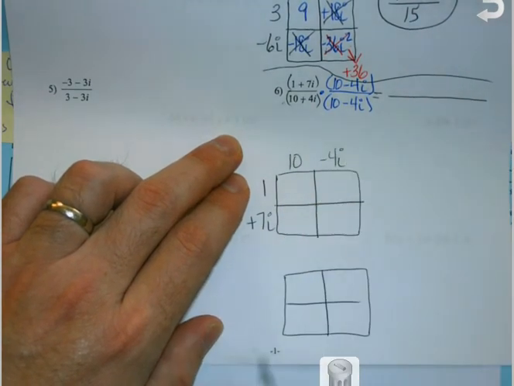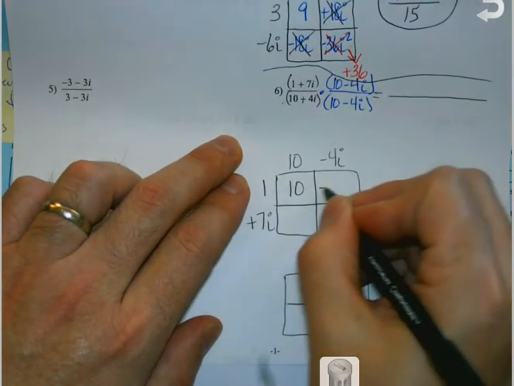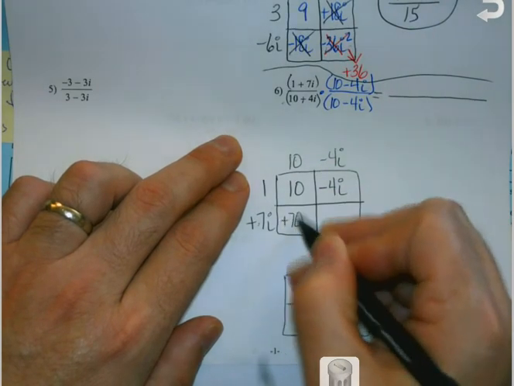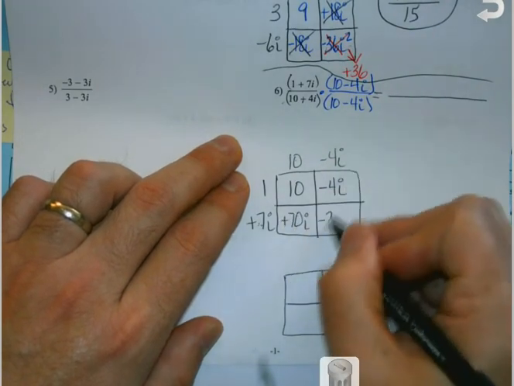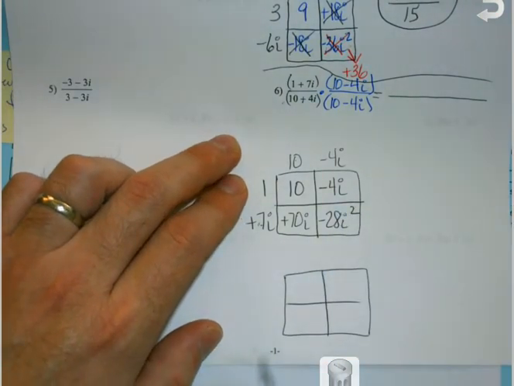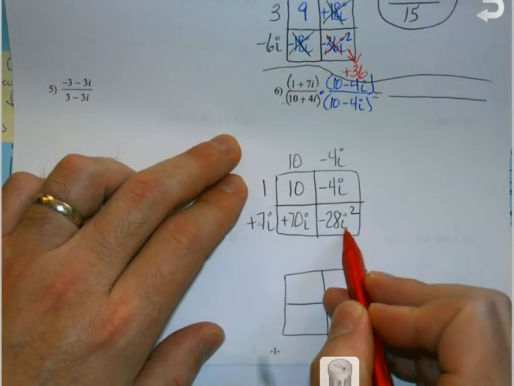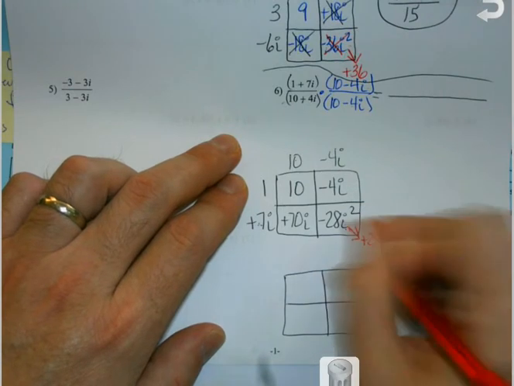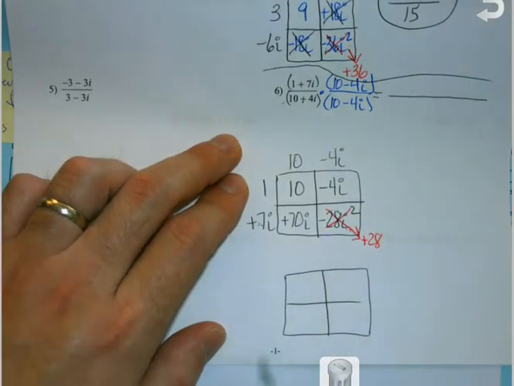I go ahead, I get those drawn in. I multiply the sides to fill in what's in the middle. Again, we multiply to fill the box, and then we combine or add the like terms once the box is full. But then I remember, oh yeah, i squared is negative 1. So negative 1 times negative 28 is positive 28. So we'll get that cleaned up.